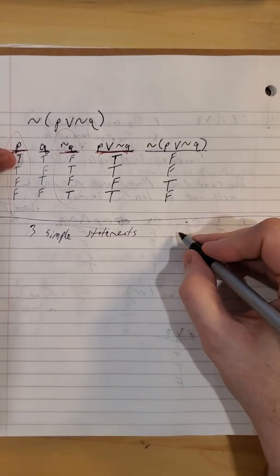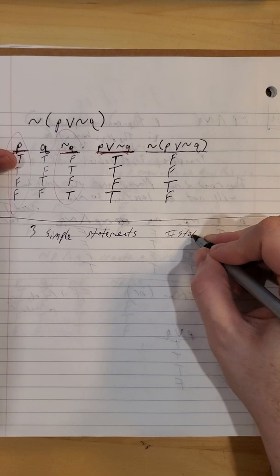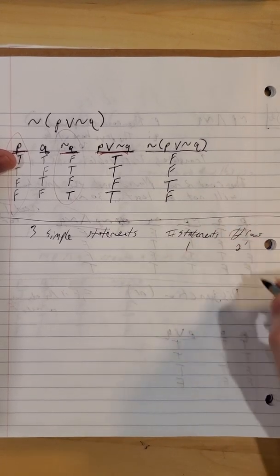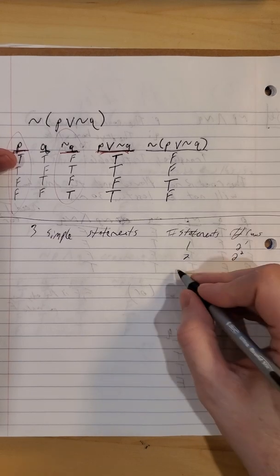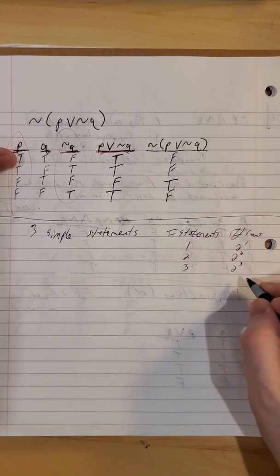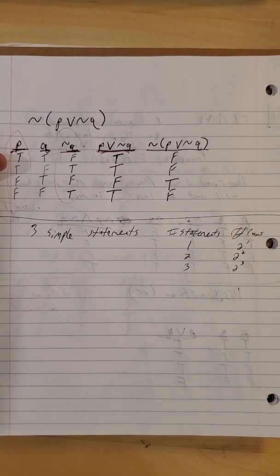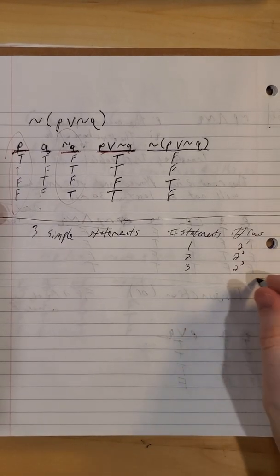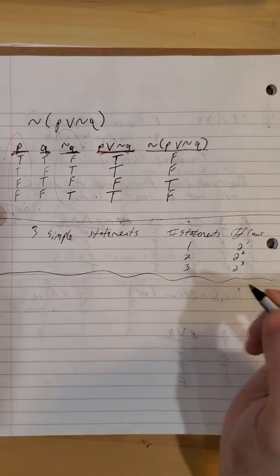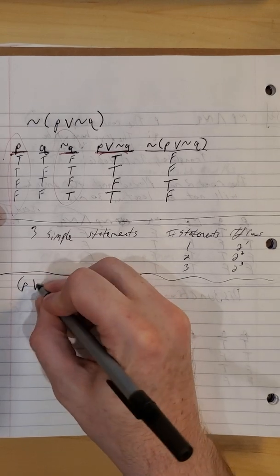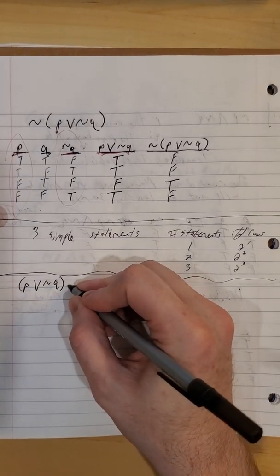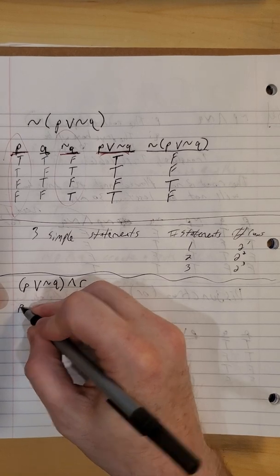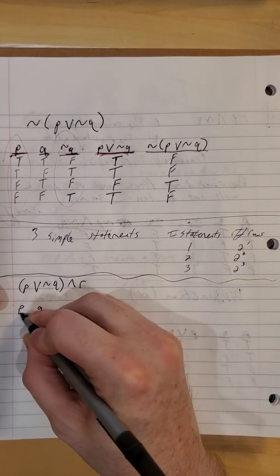Well, when we had one simple statement, 2 to the first, 2 rows. 2 simple statements, 2 squared or 4 rows. So 3 simple statements, 2 cubed or 8 rows in our table. So we'll create a table for, what do I want to do here? P or not Q and R. So for this one, I'll need 3 initial columns, a P, a Q, as well as an R.